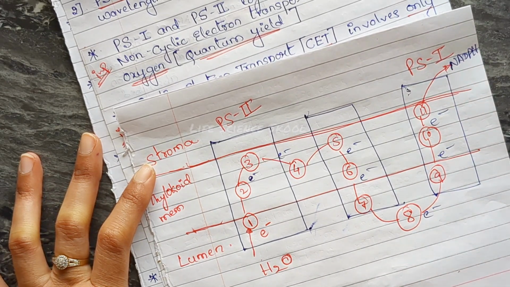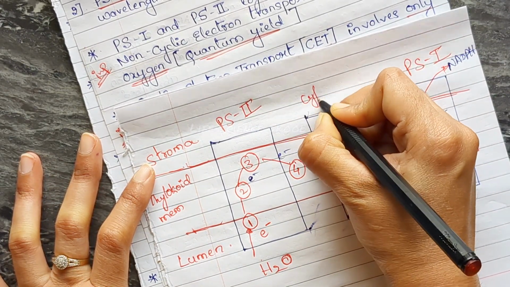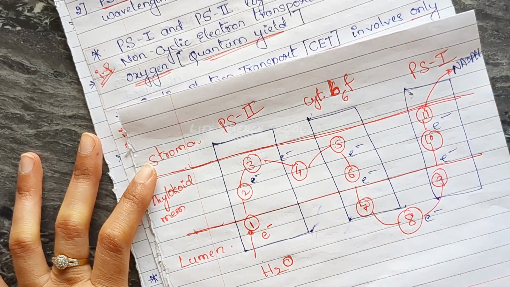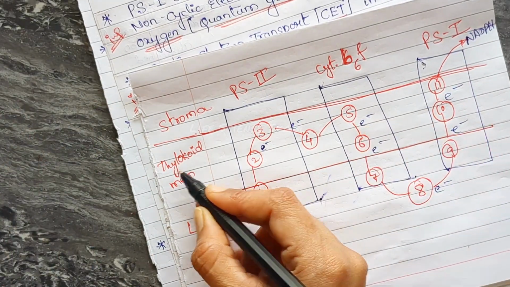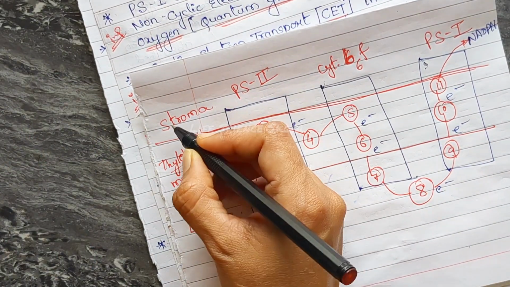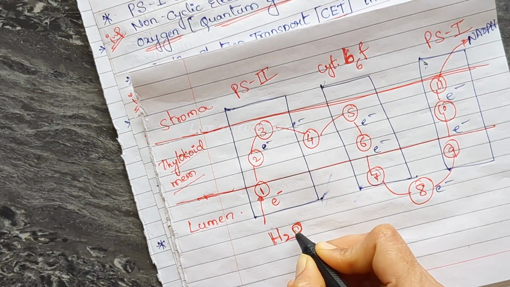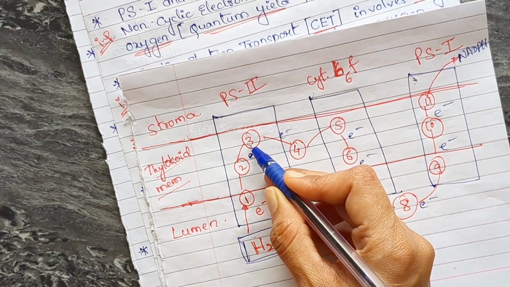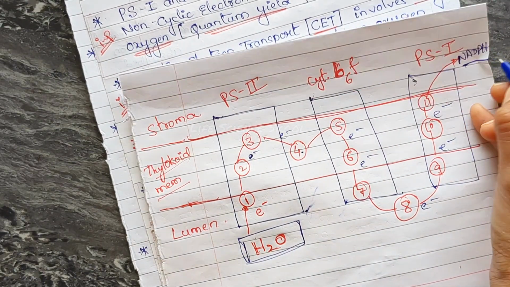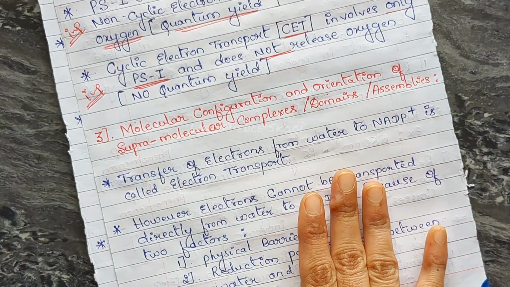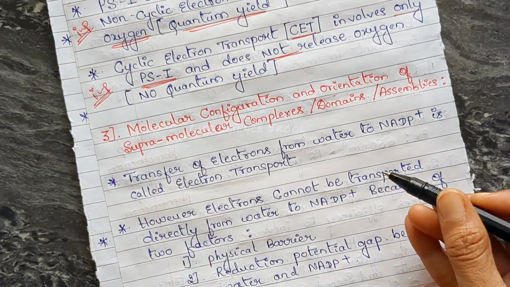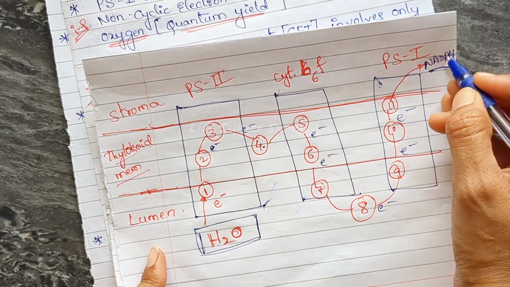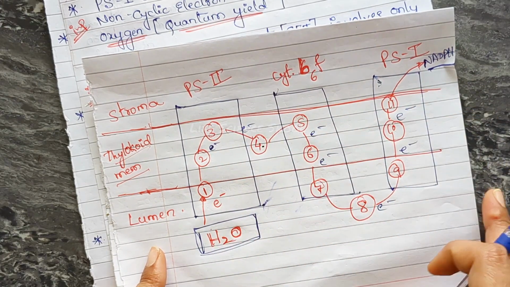Don't worry about this complex, I will explain it as well, but for the time being just remember this is the cytochrome b6f. Just imagine this diagram: this is the thylakoid membrane, this side is the lumen, and this side is the stroma. In the lumen you are going to find the water. There is photolysis of water, and the electrons are transferred through the electron carriers to the NADP plus. So the transfer of electrons from water to NADP plus is called electron transport.